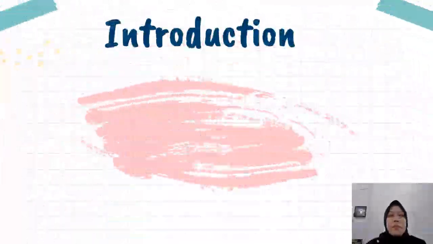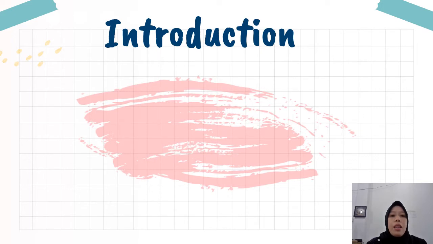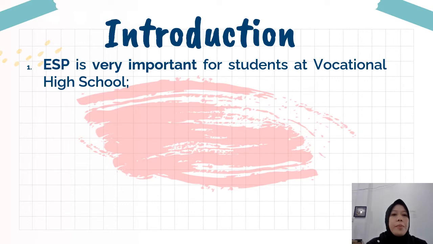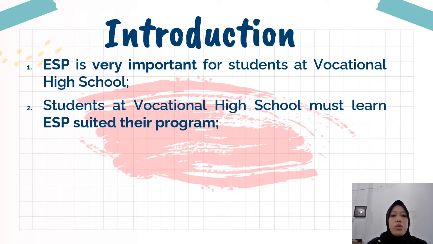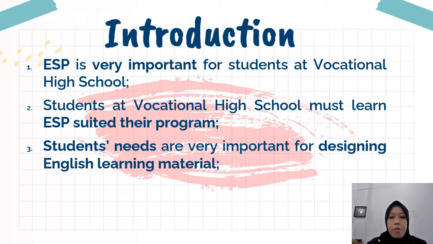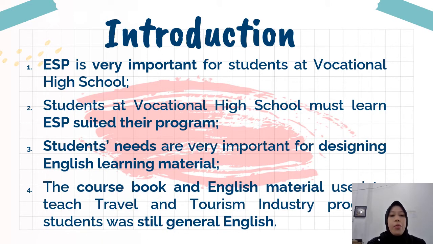Okay, let's come into introduction. This research was conducted because of some reasons. They are, ESP is very important for students at vocational high schools, and students at vocational high school must learn ESP suited to their program. And also the third, student needs are very important for designing English learning material. And the fourth, the course book and the English material used to teach travel and tourism industry program students was still general English.